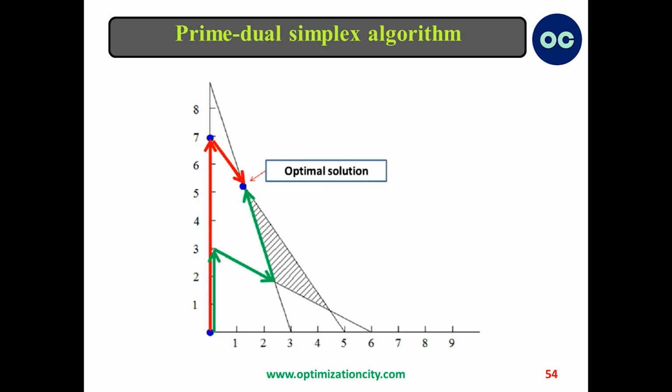So we reached the optimal solution. This is a very important figure. In this figure, you can see the process of the prime dual simplex methods in the red line. So we do 2 iterations to find the optimal solution. But if we follow the prime simplex method, we should do 3 iterations, which is shown in the green line.